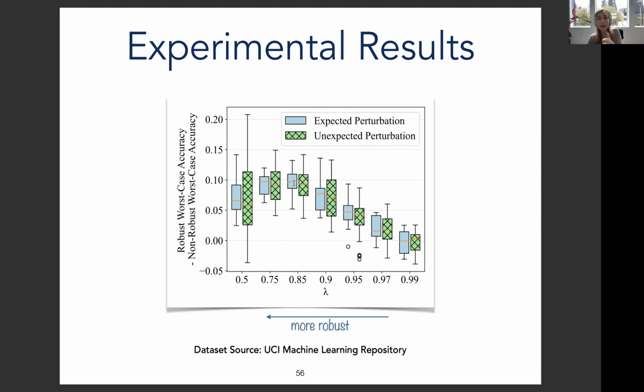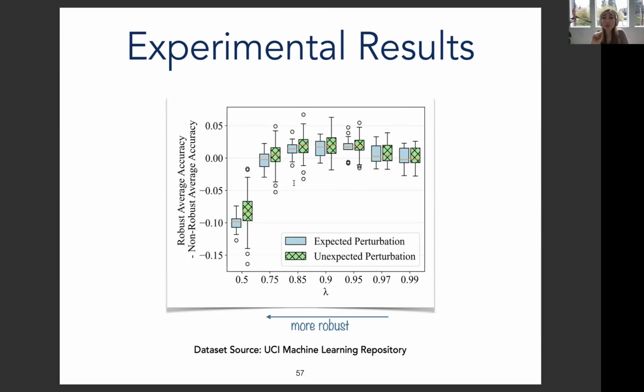In the next slide, I'm showing what happens in terms of the average accuracy. Here we're comparing the average accuracy of the robust approach versus the average accuracy of the non-robust approach. Again, we see that for a large range of lambda, the difference is greater than or equal to 0. And in particular, for the choice of lambda 0.85, we also improve in average case accuracy. So this seems to be a good choice overall to improve both worst case and average case accuracy.